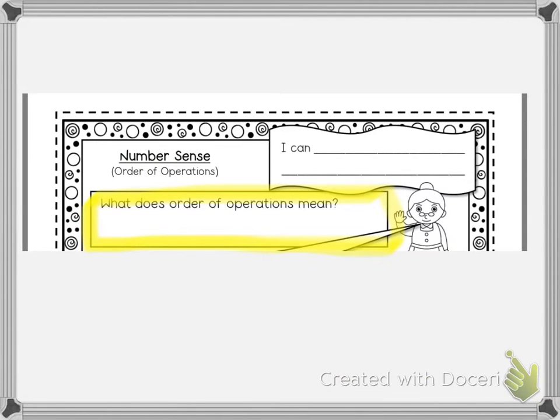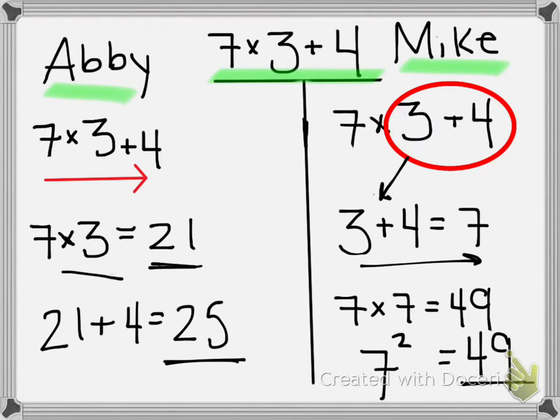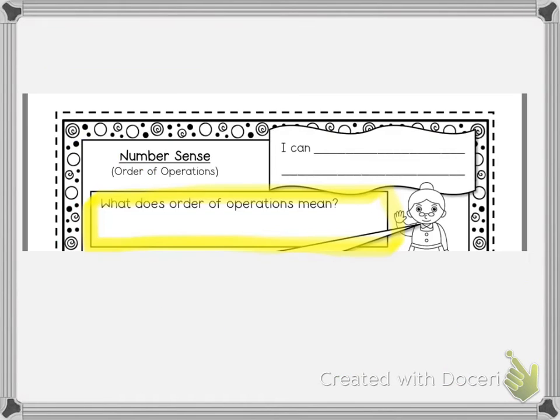So let's pull up our notes page and talk about what order of operations is. Now we said that order of operations is going to stop Abby and Mike from getting two different answers. So I want everyone to take a minute and make a hypothesis. You don't have to write it down, but make a hypothesis or a prediction about what order of operations means. I'm going to give everyone 10 more seconds to think about their prediction.